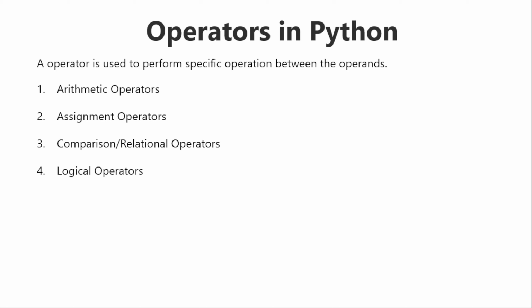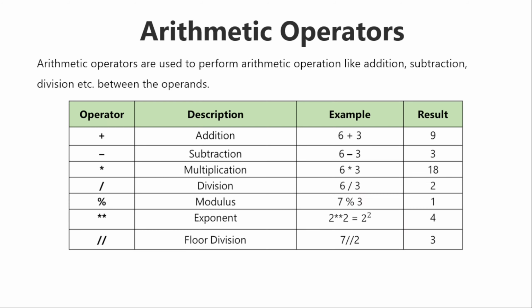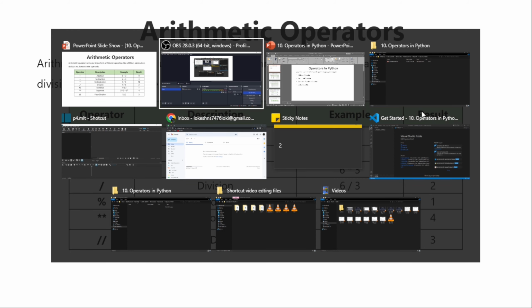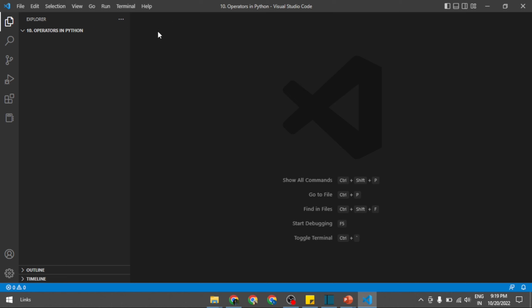There are four types of operators which are commonly used: arithmetic operators, assignment operators, comparison or relational operators, and logical operators. We can go one by one. Let us take up arithmetic operators. Arithmetic operators are used to perform arithmetic operations like addition, subtraction, division, multiplication, etc. between the operands. In the table, I have clearly mentioned the operator, its description, and an example with a result. Now let me execute each one by one, so you will get an understanding of how exactly they work.